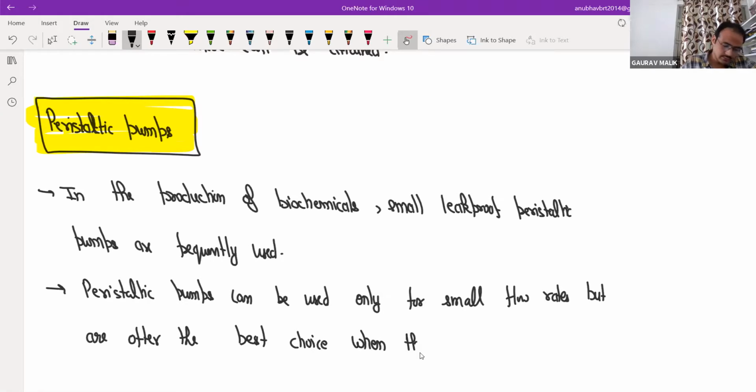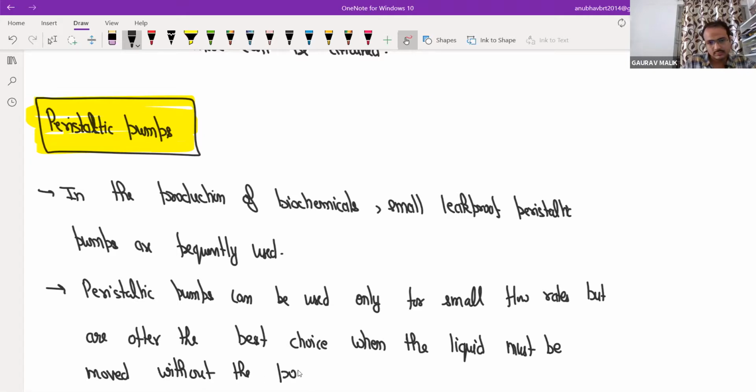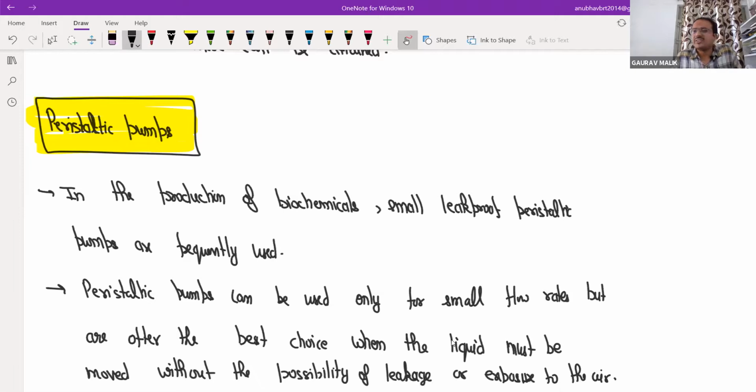when the liquid must be moved without the possibility of leakage or exposure to the air. All this is much more than sufficient.